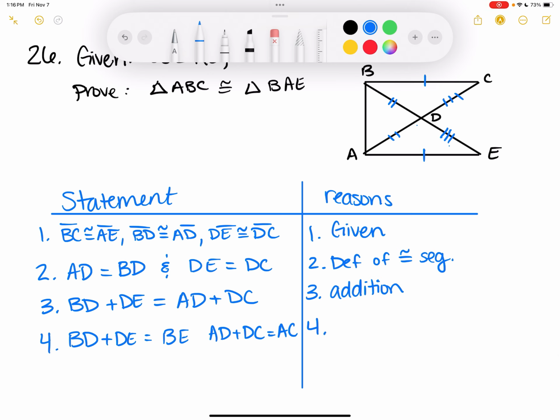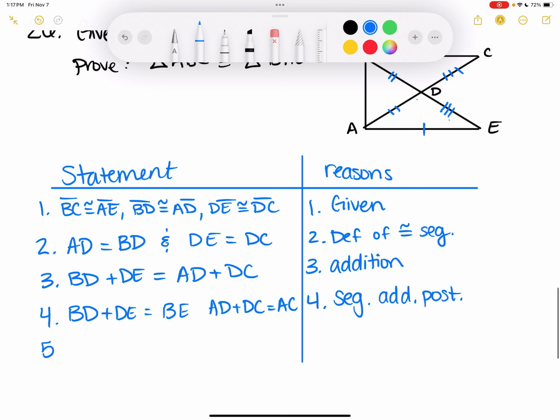It has a special name. It's a postulate. What are each of these pieces called? Segment, and I'm adding them. Segment addition postulate. Now, I could also swap these two steps. It really doesn't matter.